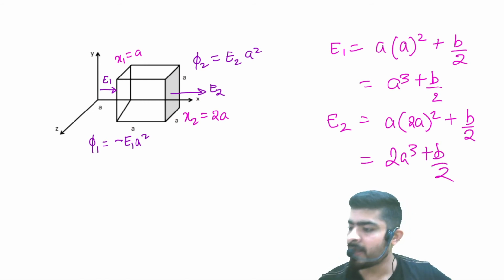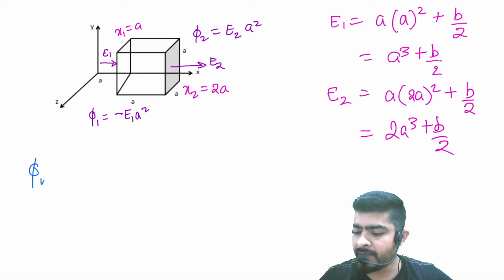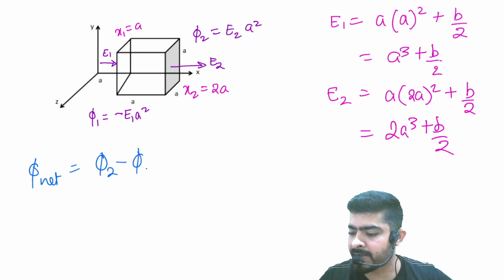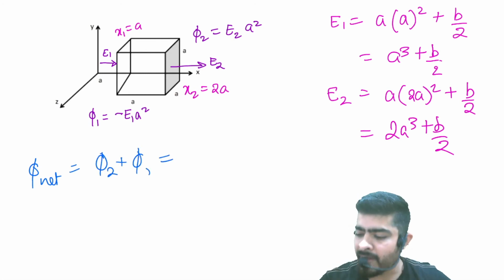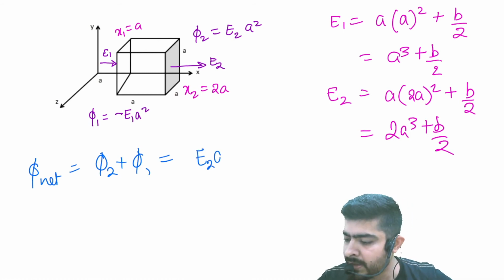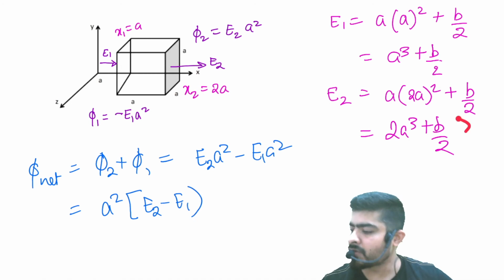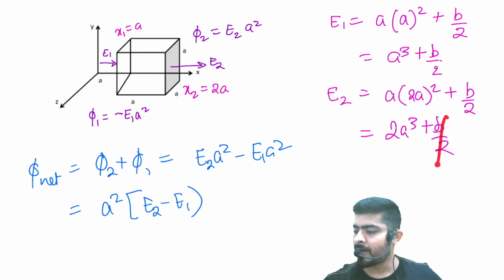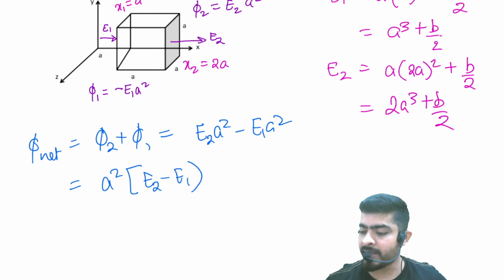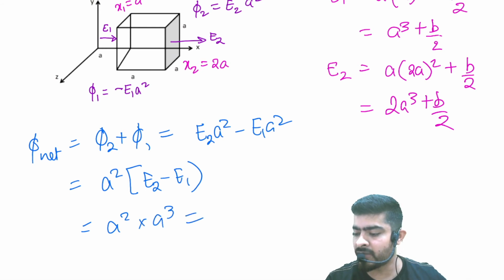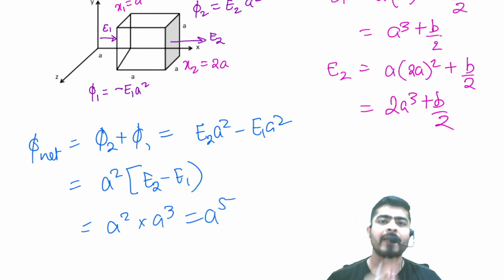Now the net flux will be how much? Net flux will be phi 2 minus phi 1. Actually phi 2 plus phi 1 I should write down, since phi 1 is itself negative. So this is E2 a square minus E1 a square, which is equal to a square into (E2 minus E1). So subtract E2 and E1, what do you get? B by 2 will cancel out. 2a cube minus a cube will be a cube. So I get over here a square into a cube, so that is a power 5. Okay, I found the flux.